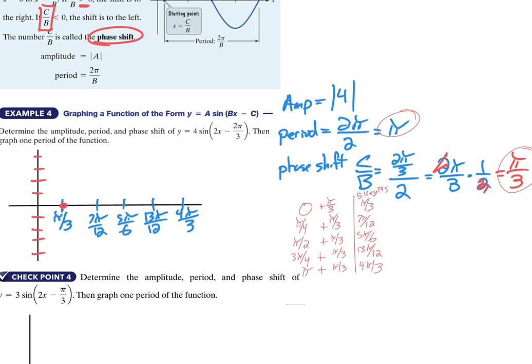so I'm going to start at 0, and then at 7 pi twelfths I'm going to go all the way up the amplitude, back to the equilibrium, down to the negative amplitude, and to the equilibrium again. And there is my sine curve, or my function of 4 sine of 2x minus 2 pi thirds.